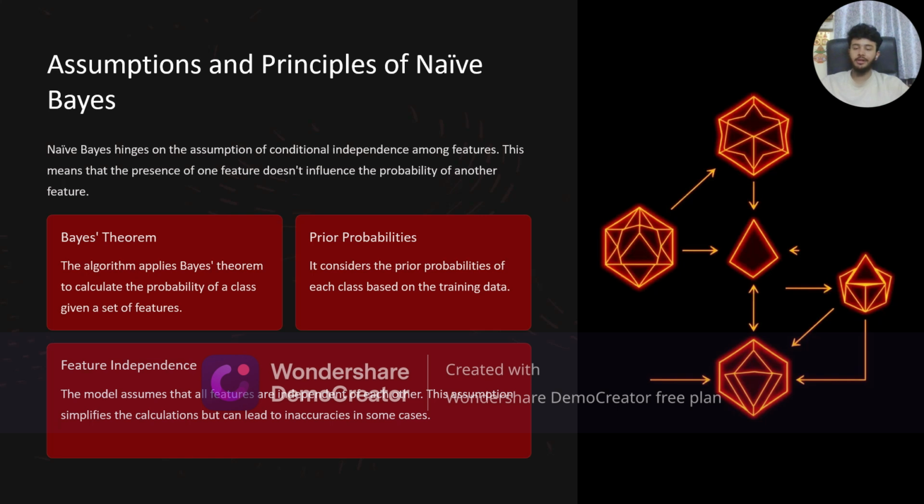Prior probabilities: it considers the prior probabilities of each class based on the training data. Feature independence: the model assumes that all features are independent of each other. This assumption simplifies the calculation but can lead to inaccuracies in some cases.